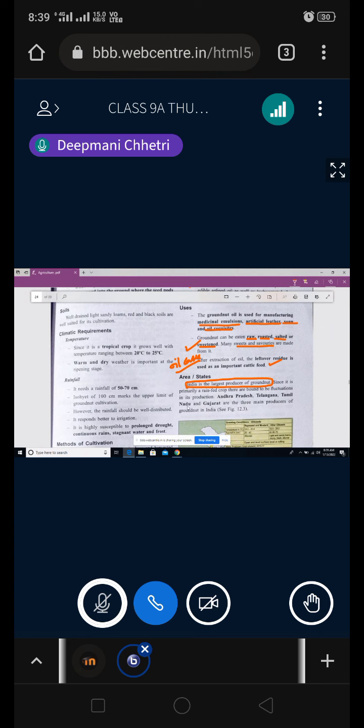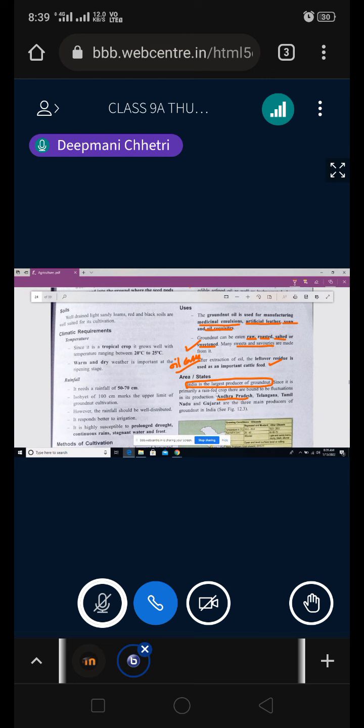Okay, and since it is primarily a rain-fed crop, it is bound to fluctuate in its production. Meaning, out here, whatever the names of the states given, sometimes one will be on top. Say Andhra Pradesh is the largest producer. As per the sequence, maybe next Tamil Nadu can come, or maybe Gujarat can come up. That is what it means.